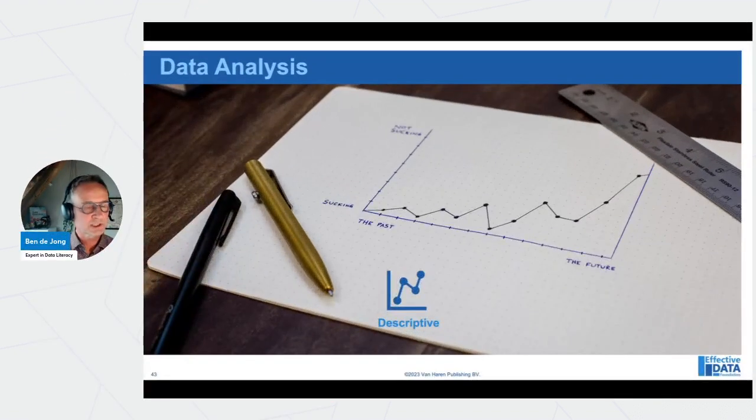Then we go to the data analysis part. In data analysis, we've got four common types of analysis. The first one is descriptive, and descriptive is about what has happened. So this is really the business intelligence part. We have the data and we look into the data and see what has happened.